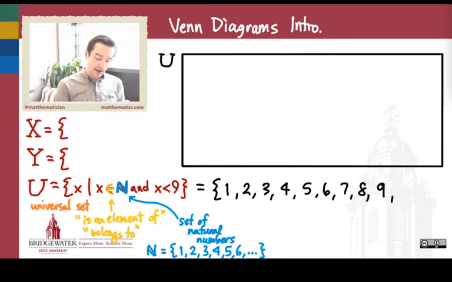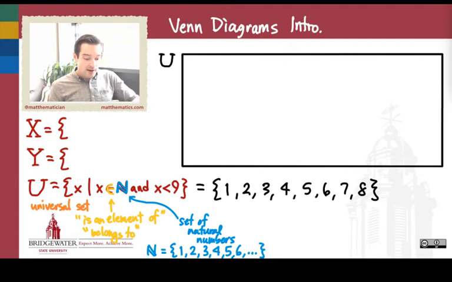But as soon as I get to 9, and anything bigger, now these elements satisfy x is an element of the natural numbers, but they don't satisfy x is less than 9. 9 is not less than 9. 10 is not less than 9. 11 is not less than 9. So those, and anything which is larger than them, are not a part of my set U. So my roster is going to end right there.